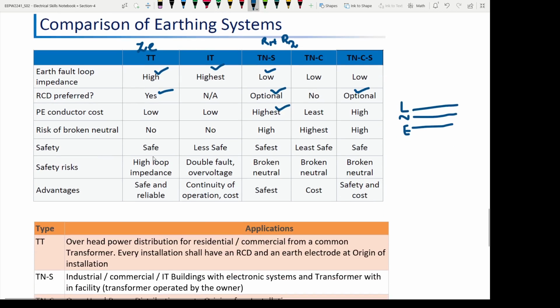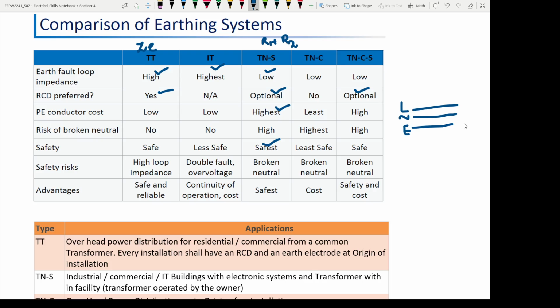Okay. So, safety wise, this is the important parameter. Safety wise, the safest one is the TNS, because the supplier is going to do the earthing, and they are going to maintain the earth pit and all those things. So, the earth resistance is going to be maintained very low. In case of any fault, obviously it is going to trip fast. So, the safest one is TNS.